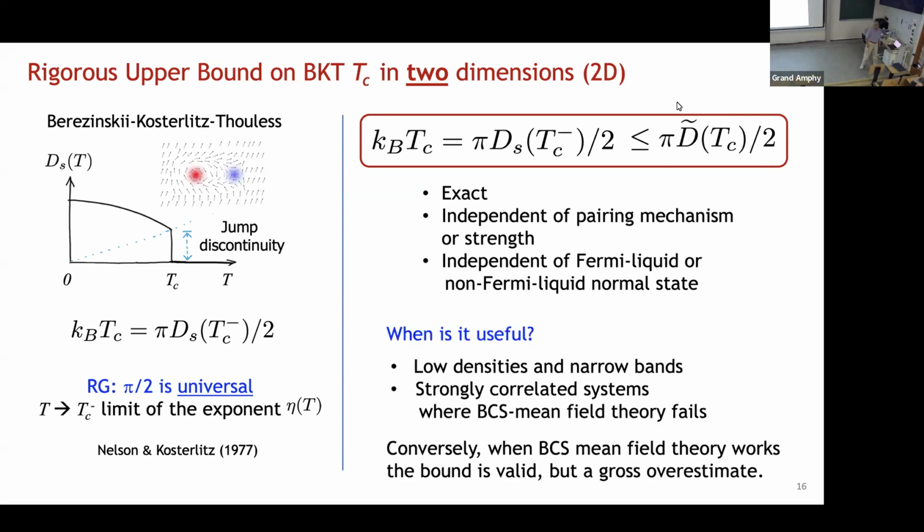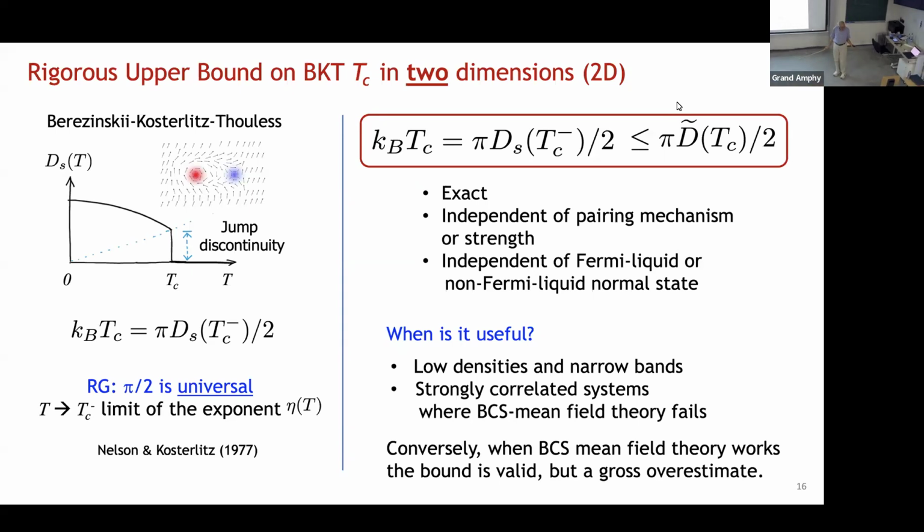Now the question is, is this just some theorist writing some useless equation on the board, or is it useful? What I'll try to convince you is that when we have low densities and narrow bands, then this is a very small number which constrains TC. So it is very useful. It's particularly useful, I'll show you, as a complement to BCS theory. Where mean field theory fails, this shines.